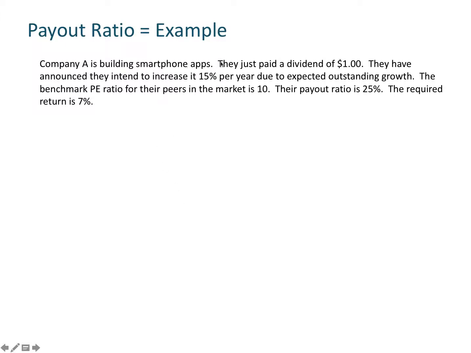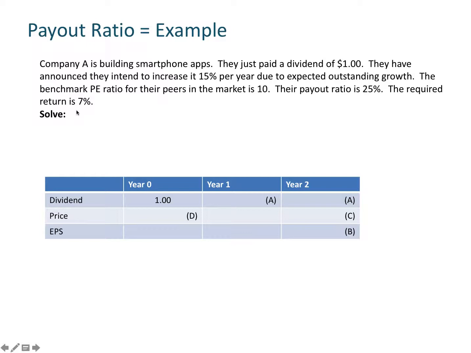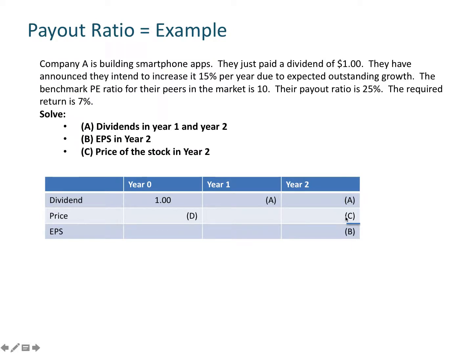Okay, let's give an example. Got a company A building smartphone apps. They just paid their dividend of $1. They're expecting that dividend to increase 15% per year due to great growth. The benchmark PE ratio for their peers is 10, and the payout ratio is 25%, and the required return is 7%. So what you're going to have to solve is a few different things: the dividends in years 1 and 2, your EPS, earnings per share, in year 2, your price in year 2 for your stock, and your price now.